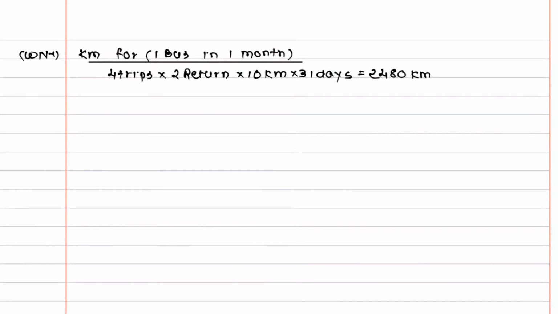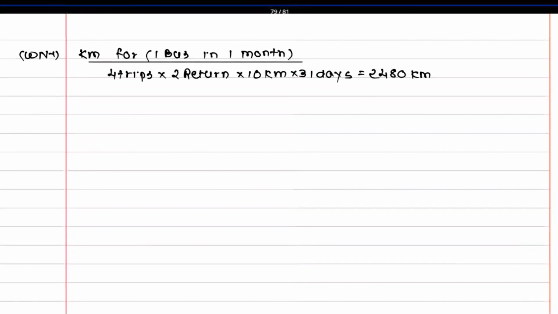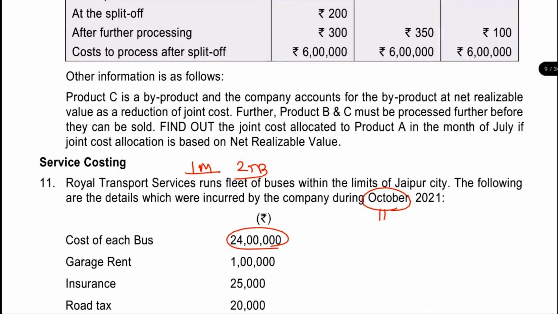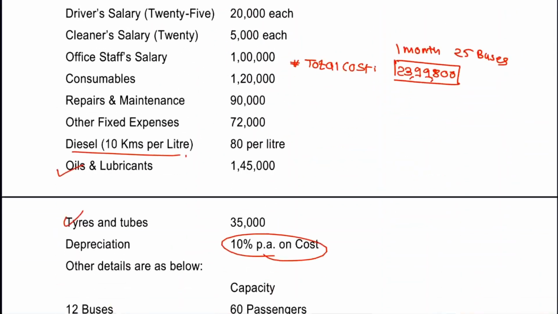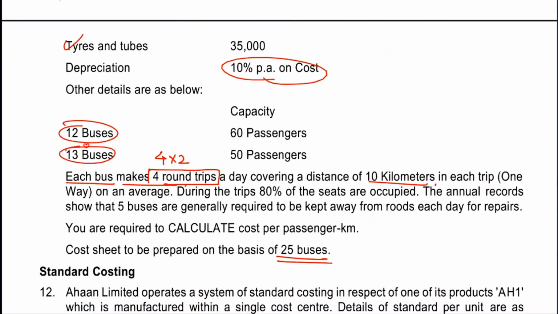How many buses do we have? 25 buses. I will show the bifurcation. That is a better idea. If you see the question, there is some data written. The 25 buses can be bifurcated in two categories: 12 buses and 13 buses. The 12 buses are quite big size. They can occupy 60 passengers, that is the capacity. The 13 buses can occupy how many passengers? 50 passengers.